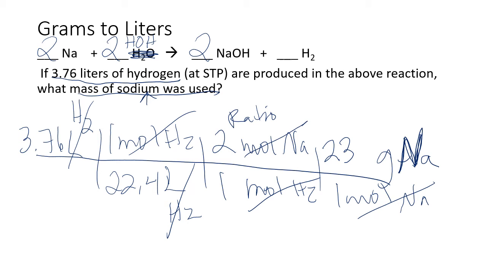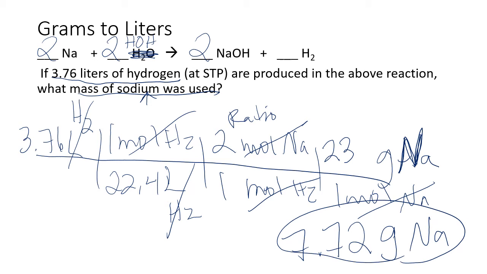So for here, I'm going to multiply across the top, divide by the bottom. So I put 3.76 times 2 times 23, and I'm going to divide that by 22.4. And I end up with a total of 7.72 grams of sodium.